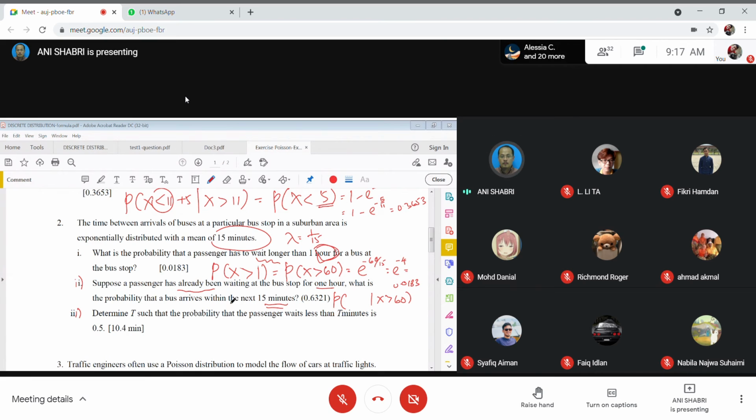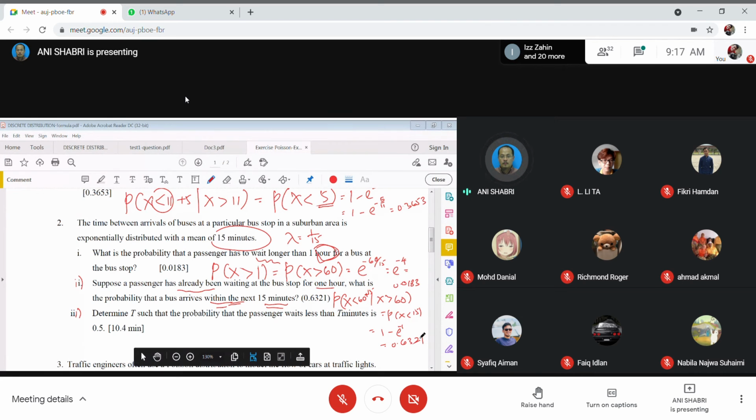Okay, the next. Lebih besar, lebih kecil, greater or small? Less. Ini sama dengan atas, it is almost same. 60 plus 15, it is equal P(X less than 15). It is equal 1 minus e to the minus lambda, lambda is equal 1/15. We can get this one.